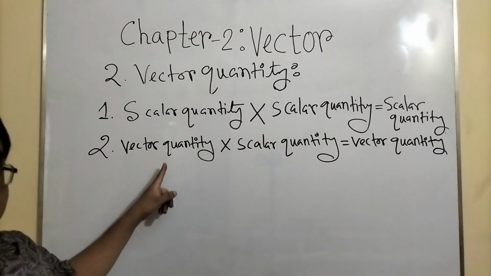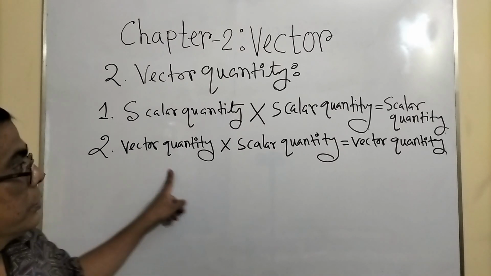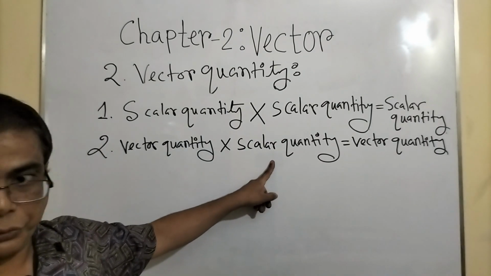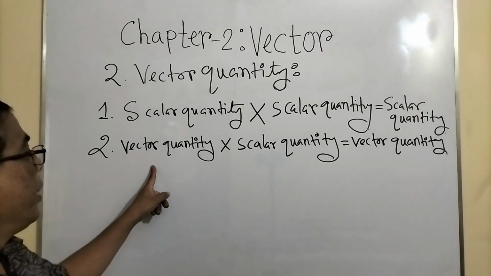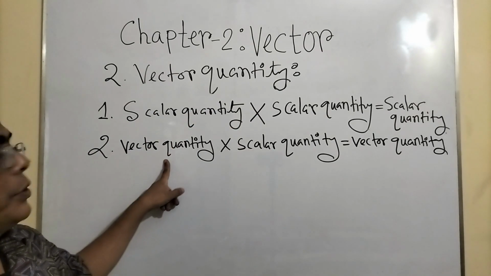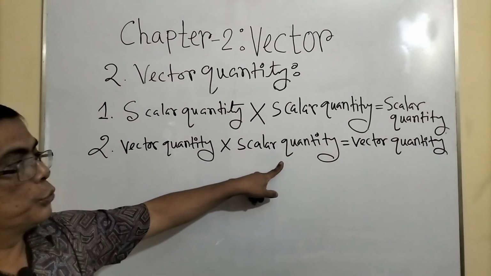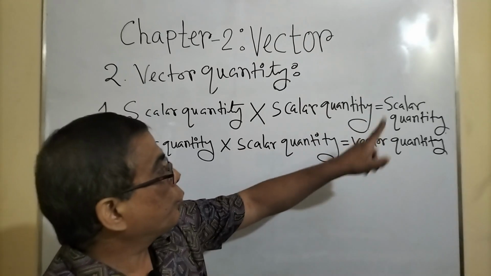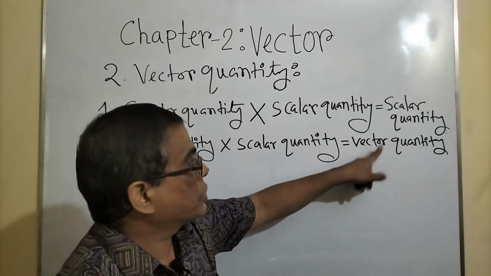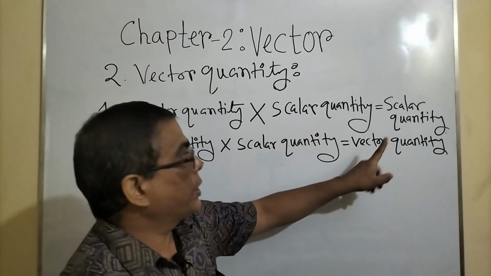This is a vector quantity that has a magnitude and a direction. This is a scalar quantity that has only magnitude. If a magnitude and a direction is multiplied by another magnitude, the product will have a magnitude and a direction. That's why this is a vector quantity.